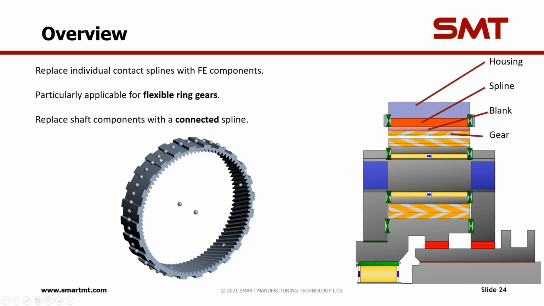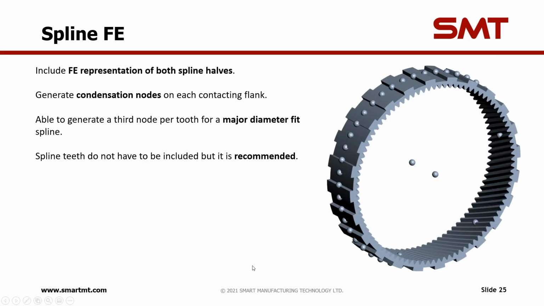Now we're going to be bringing in both halves here. So we've got the internal spline half, and we'll be bringing in the external as part of the housing. So in summary of what we're doing here, we're going to be generating condensation nodes on each of the contacting flanks, similar to what you can see here. But we're also able to generate a third node per tooth for the major diameter fit. So as we showed earlier on with the concept spline, with the individual contacts, we can specify a major diameter fit, and that will give us another condensation node on the end of each of those teeth to allow us to constrain it in that location as well.